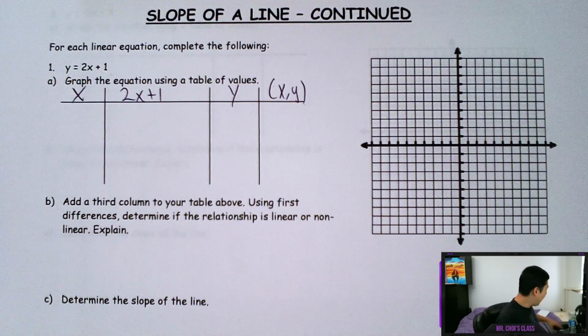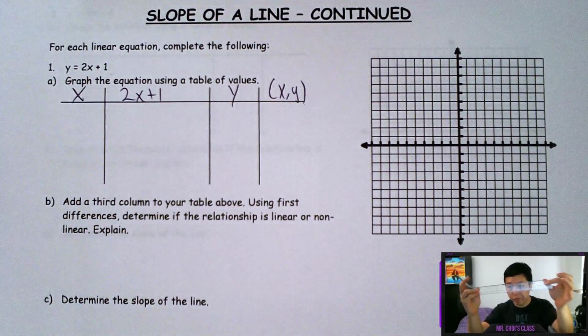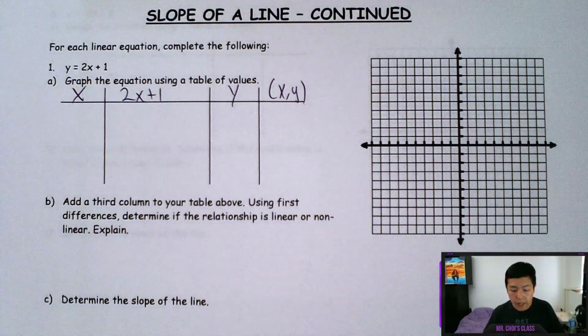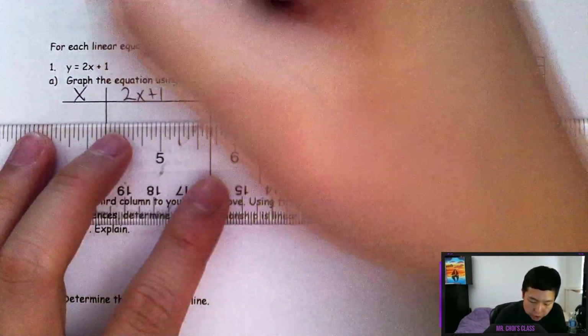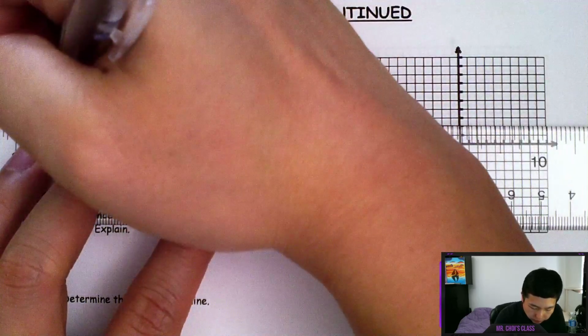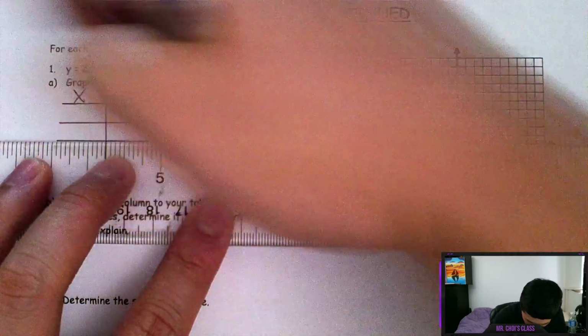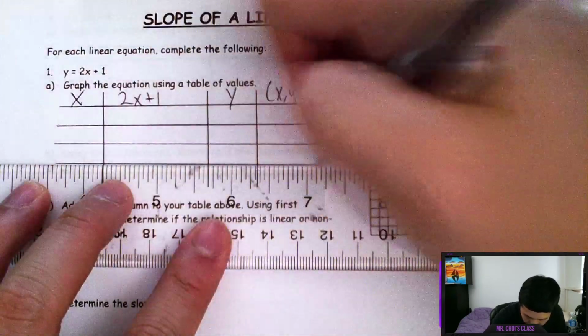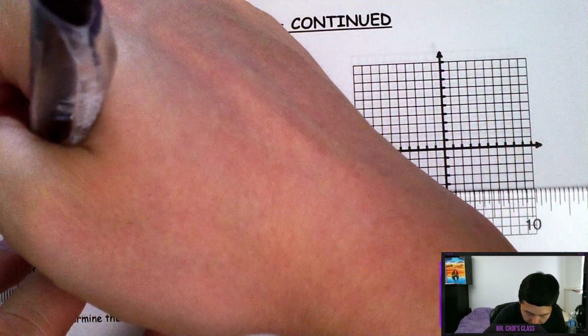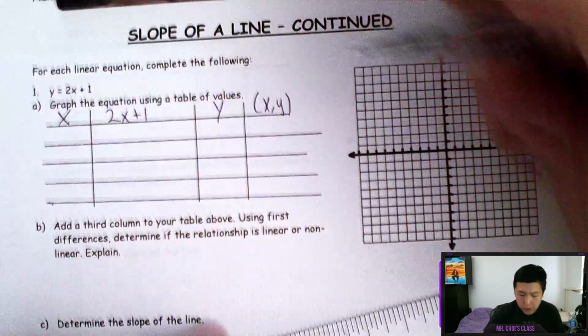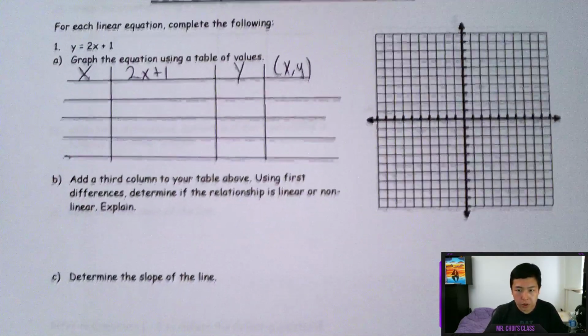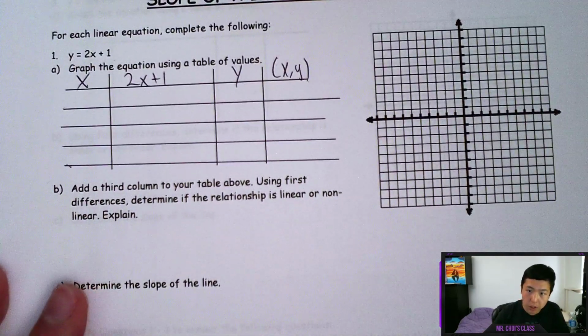Okay? If you have a ruler, it helps for you to draw rows to organize it a little better. So if you have rows that you can draw, that would help a lot.